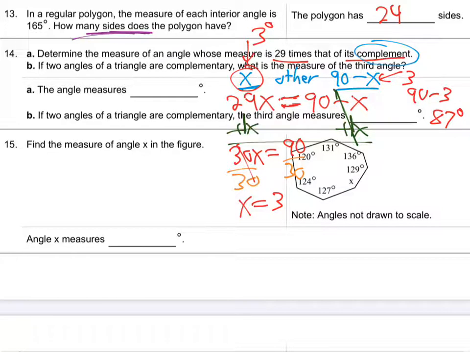Does that make sense? You can test it on your calculator. One of them is 29 times the other. If you take 3 times 29, you'll get 87. And they add to be 90, don't they? They're complementary. Now, which one do they want in this question?